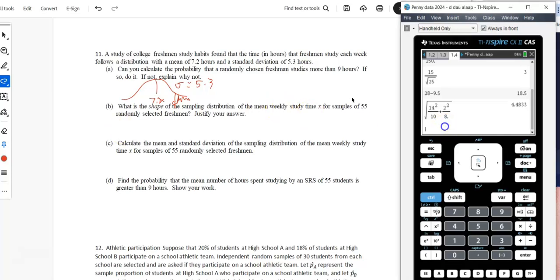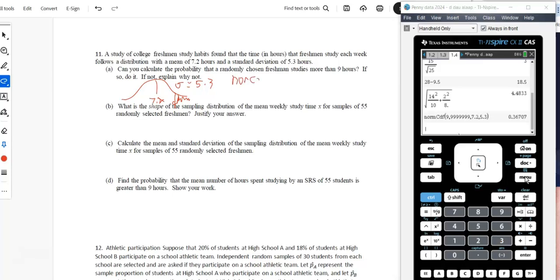So I think we just go to Norm CDF, this guy. The lower bound is 9. The upper bound is infinity. I'm just going to type 999. The mean is 7.2. We don't have to adjust those because it's not a sampling distribution. We didn't take a sample of a certain size. If you want to think about sample size as 1, you could divide by square root of 1 there.